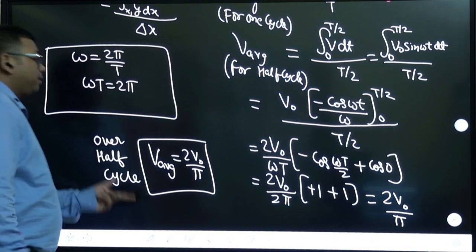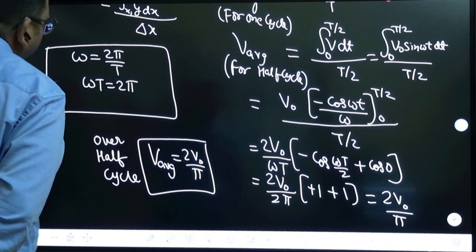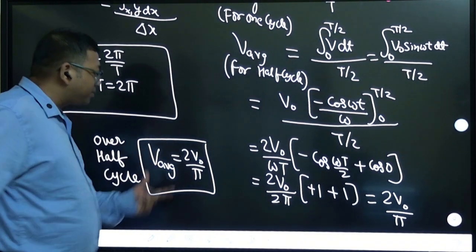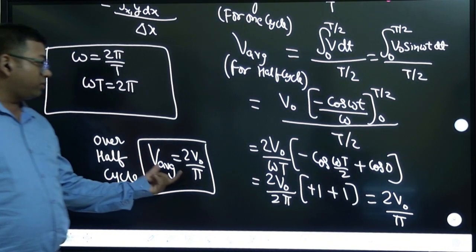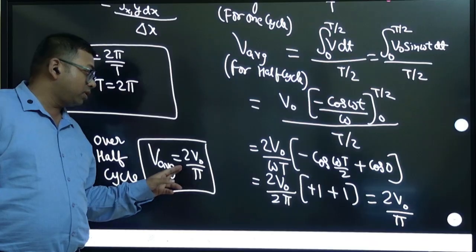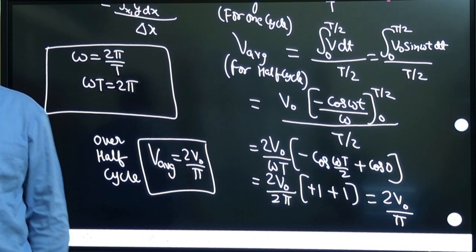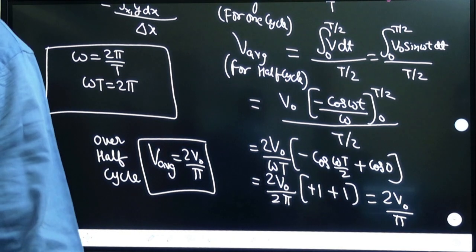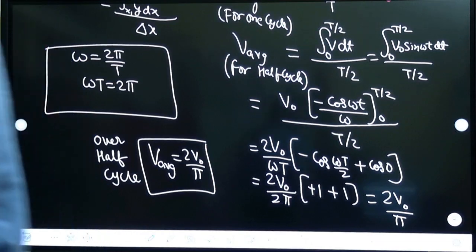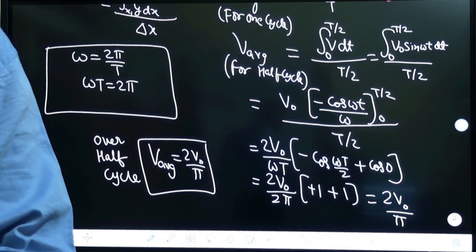Clear? That is what is done over half cycle. They can ask over half cycle or full cycle. For full cycle it is 0; for half cycle you can remember 2 V naught by pi. You can bring this in decimal form also if you want. How much is 2 by pi?